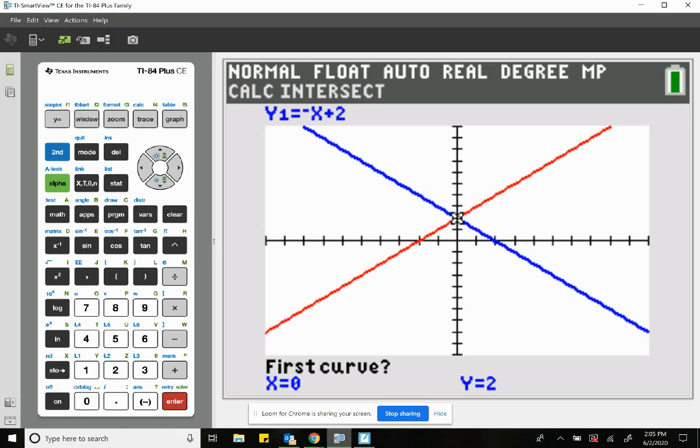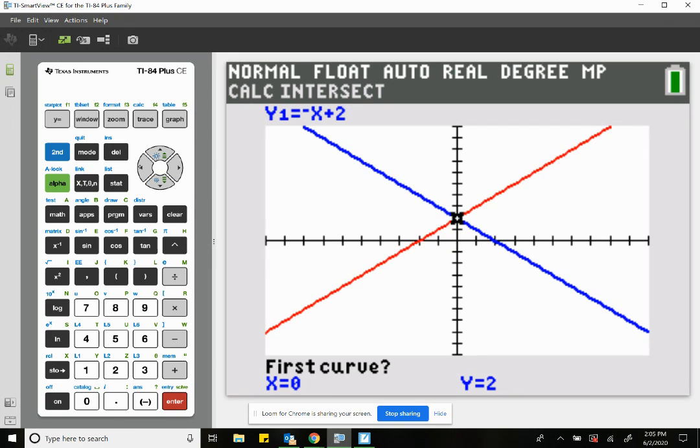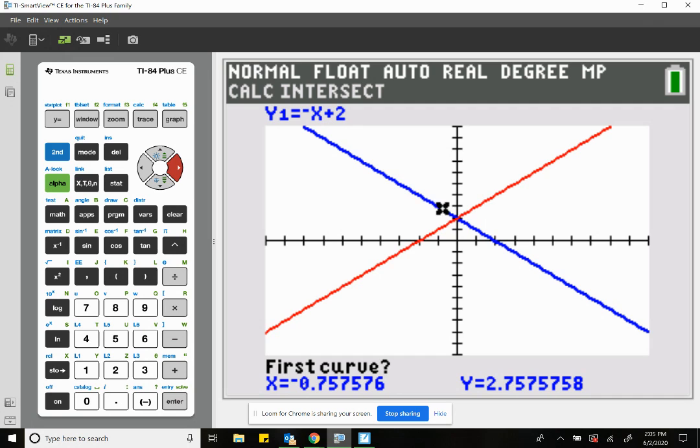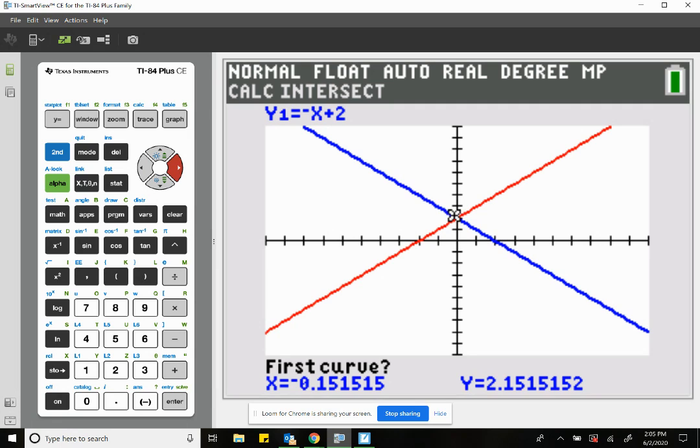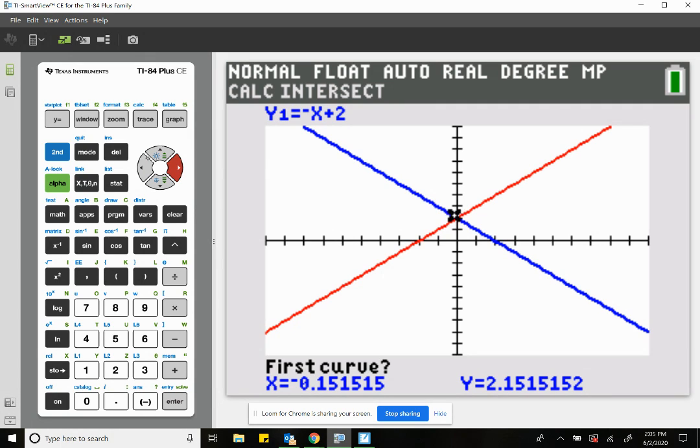What it's going to do is bring up some crosshairs, and you're going to use your calculator to scroll left or right. You want to scroll to where these two lines hit. Scroll left or right. Don't push up and down because that changes your line. You want to scroll left or right to where they are hitting each other. And they're hitting each other right there.